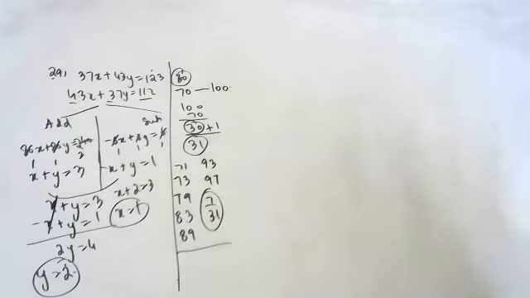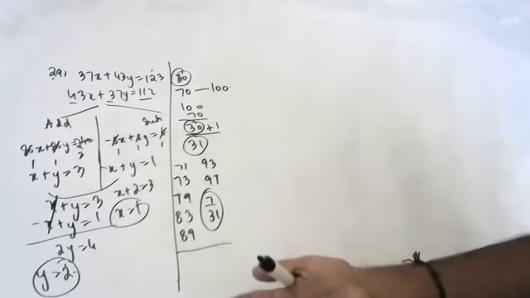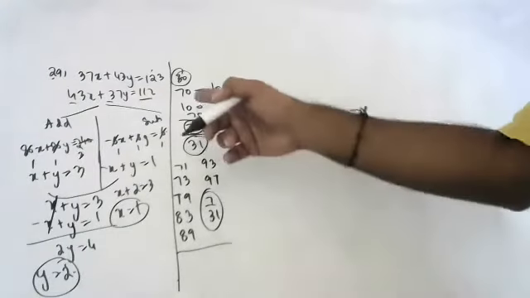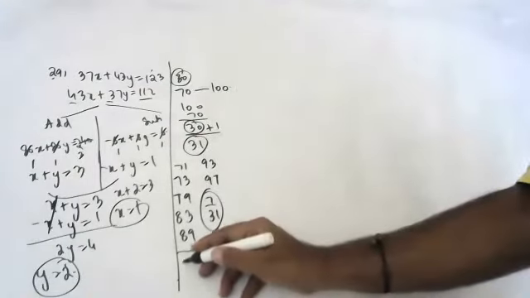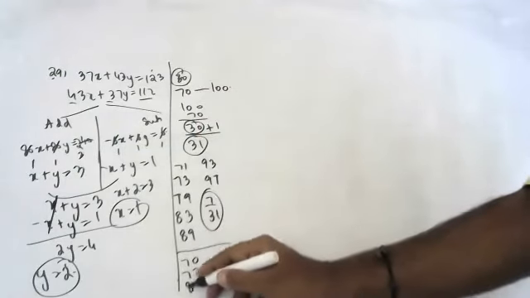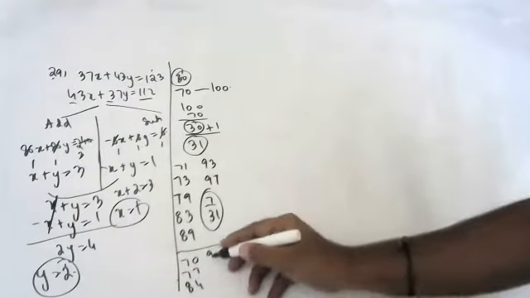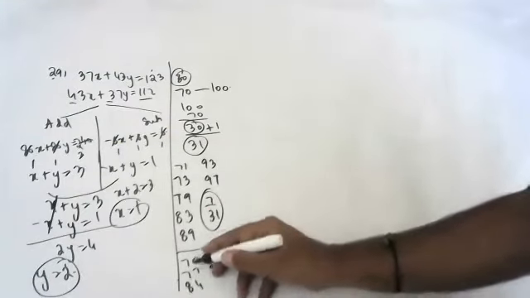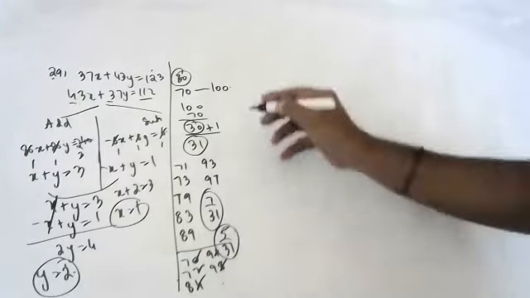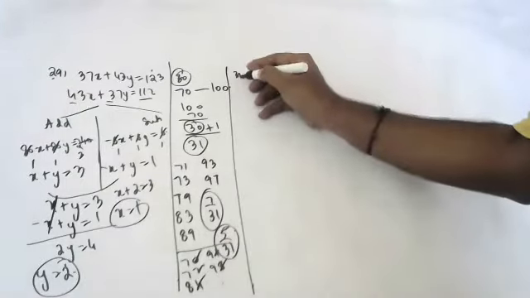Next, how many numbers are divisible by 7? After 70, which is divisible, we have 77, 84, 91, 98. So 5 by 31 are divisible by 7.